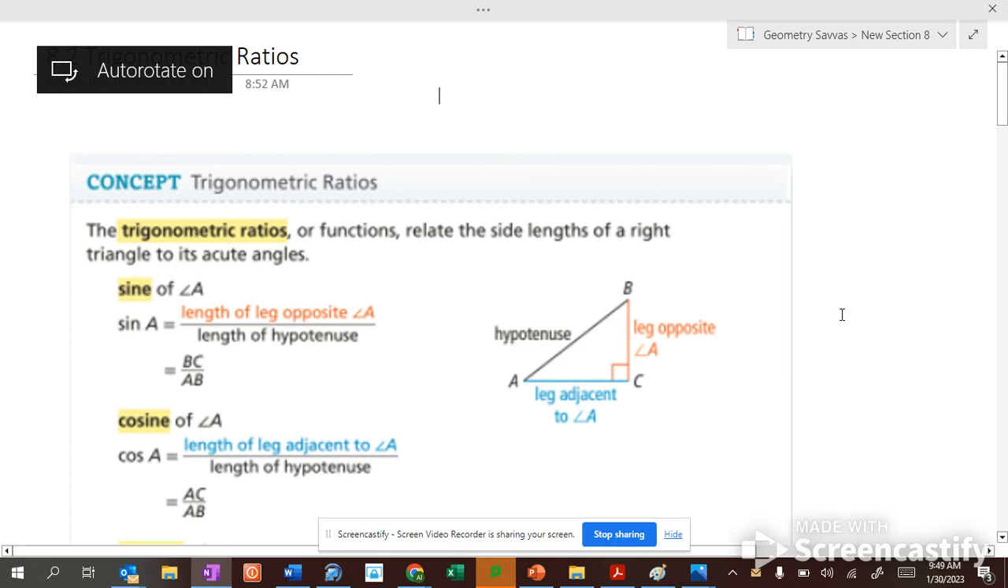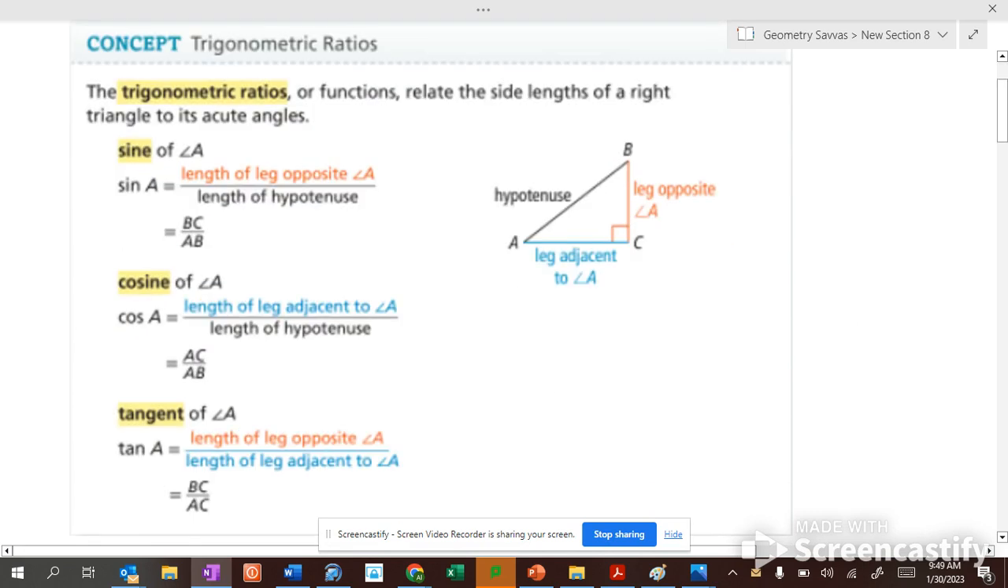Trigonometric ratios are ratios that relate certain sides and angles in right triangles to each other. Okay, so it would be a pretty good idea for you guys to write down each ratio and how they work.